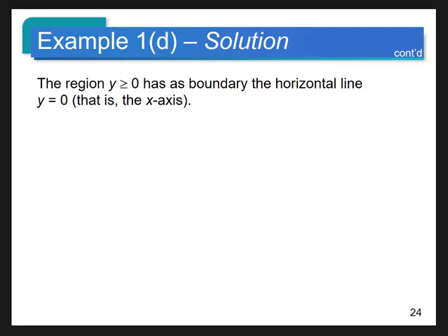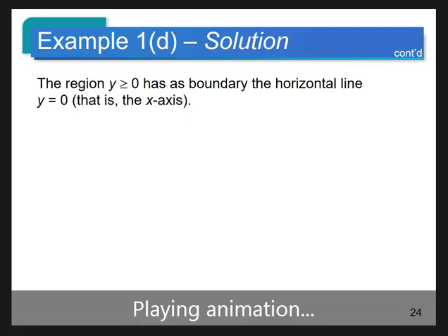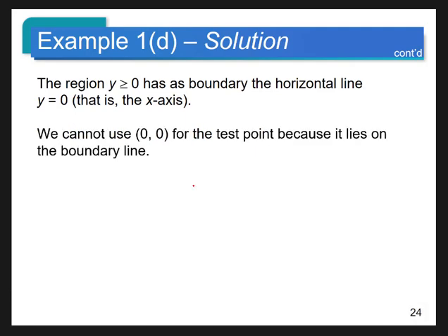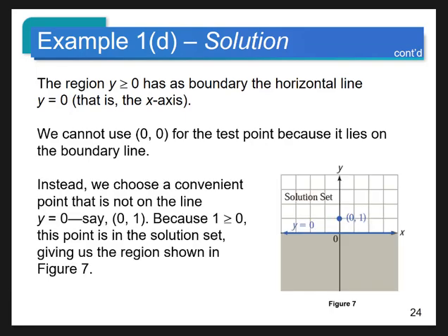The region y is greater than or equal to 0. Again, y equals 0 is just the x-axis. So we can't choose 0, 0 as our test point. We have to find a different point here. So we pick 0, 1. So we put 0 in for x. Well, x isn't even in the inequality. Put 1 in for y. 1 is greater than or equal to 0. So that's true, so we black out the other side of that line.